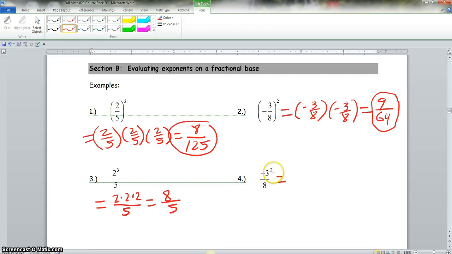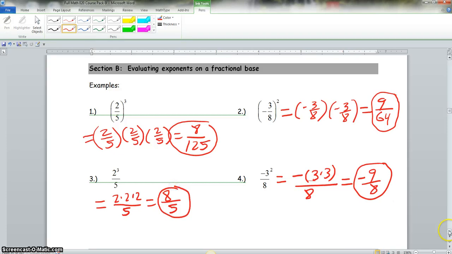Now we go here to number 4. Now the only thing taken to the second power is this 3. Now the negative will still stay there, and we have 3 times 3 all over 8. Now this will give us negative 9 over 8. They have nothing in common, so that is our final answer.